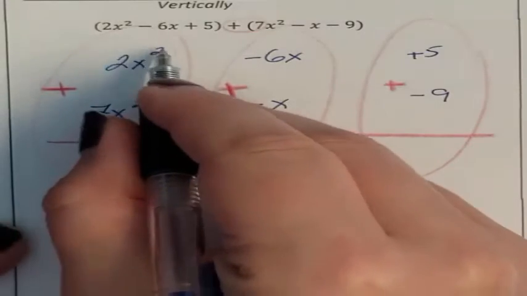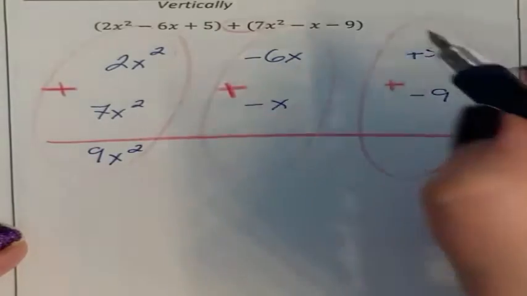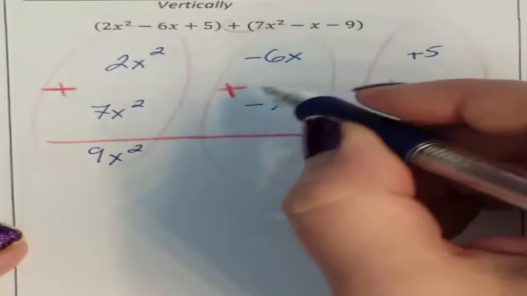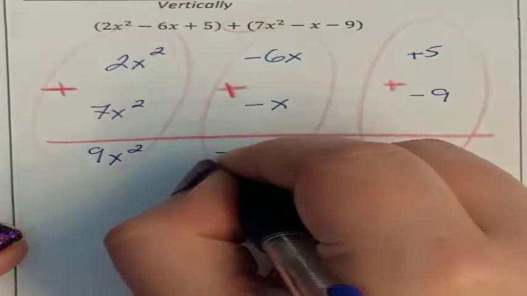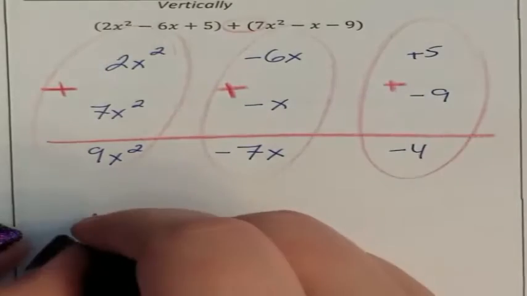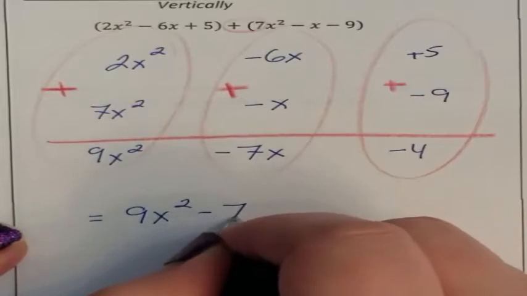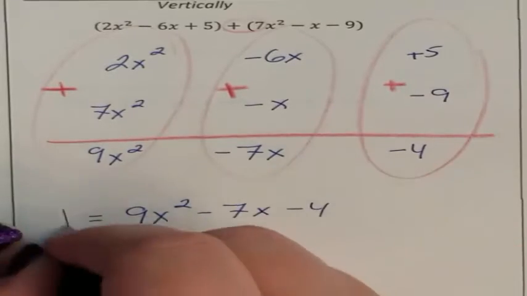So 2x squared plus 7x squared gives me 9x squared. Negative 6x plus a negative x gives me a negative 7x. 5 plus a negative 9 gives me a negative 4. So what's my final answer? I had a 9x squared, I subtracted the 7x, and then I minused the 4.